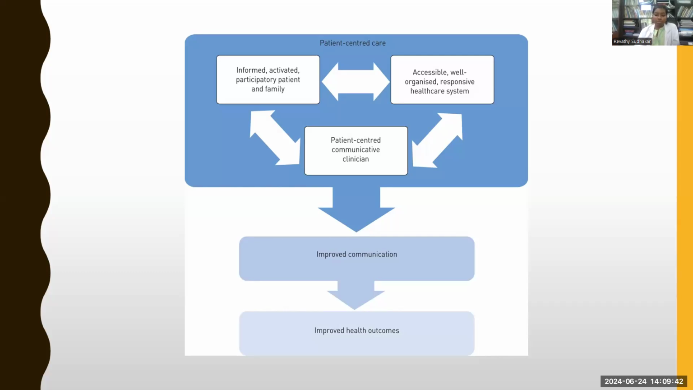So we need a patient who is ready to be involved, a healthcare professional who is ready to involve the patient, and an organized healthcare system. Only when these three are there together can patient-centered care be achieved effectively. For all these three components, an effective communication pattern is very, very important. When the communication pattern improves, eventually the healthcare outcomes also improve.